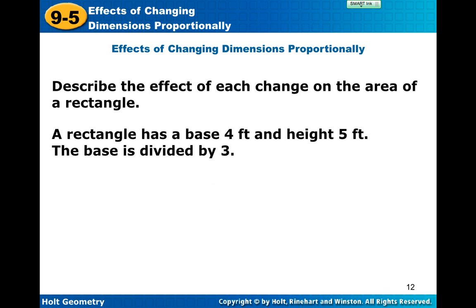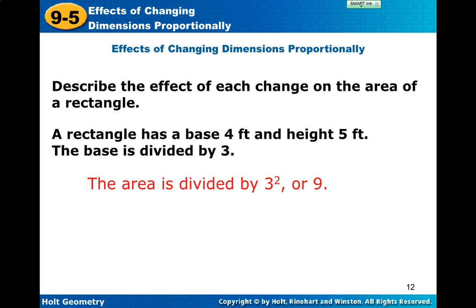All right, how about if we are taking that rectangle with a base of 4 and a height of 5, and the base is going to be divided by 3. We're only changing one dimension, so read the correct sentence. What happens to the area? Area will be divided by 3.